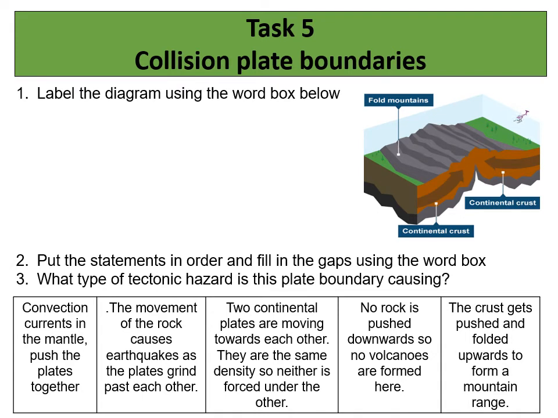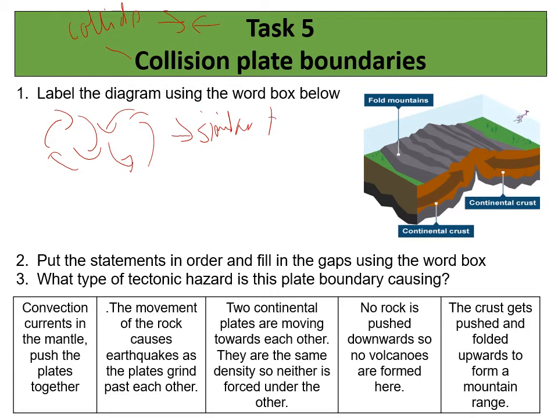Now, the final plate boundary that we need to look at is a collision plate boundary. And when you think about collision, you think about things colliding. So they're moving towards each other. So the convection currents at this point are moving towards each other. So it's kind of similar to destructive plate boundaries. However, the difference between destructive plate boundaries and collision plate boundaries is that at destructive plate boundaries, we have an oceanic plate and a continental plate, whereas at collision plate boundaries, we have 2 continental plates.